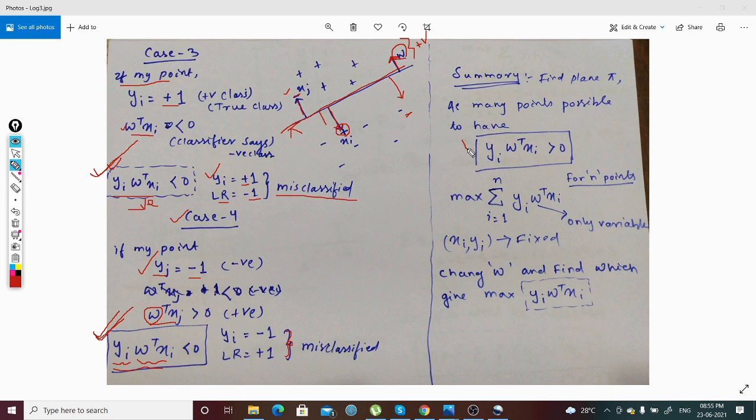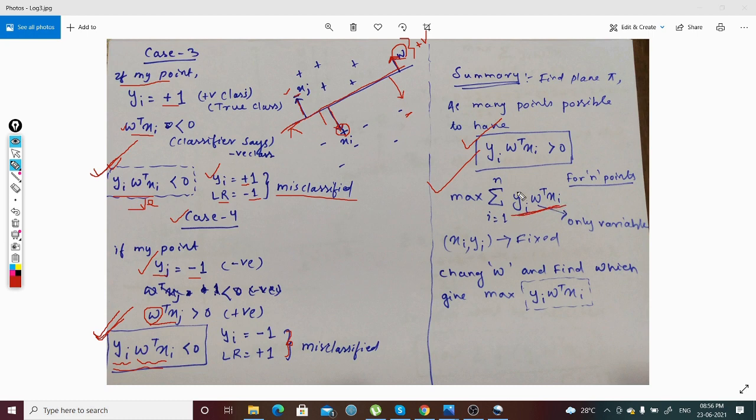If you consider this parameter yi wtxi, if this value becomes positive, then in that scenario our model is performing well. So whatever this value is, it should be maximum, it should be positive, right? A larger positive value would be the maximum. So we can take this value and write a function using all the data points, selecting whichever gives me the best positive value.